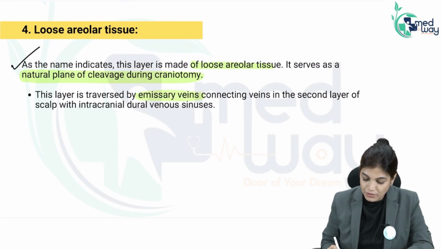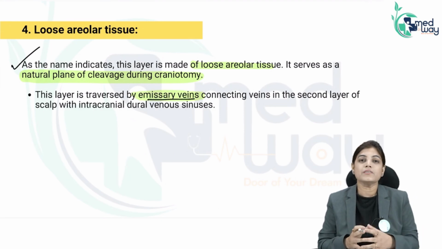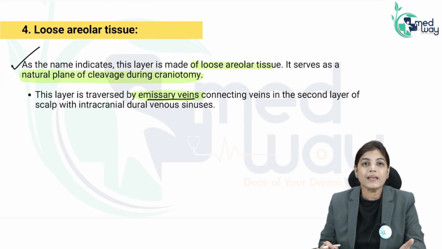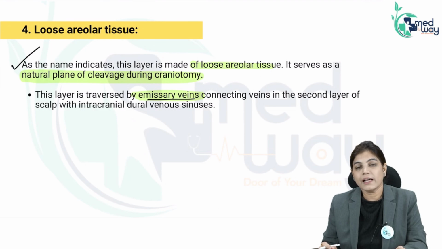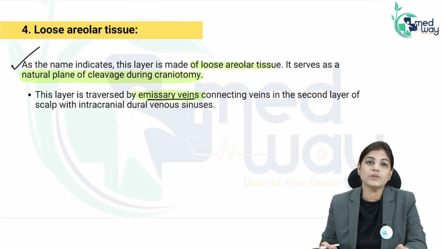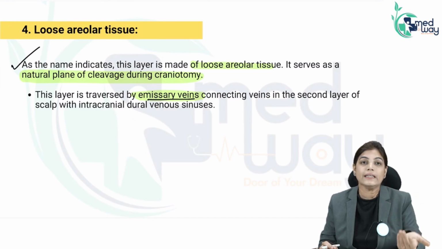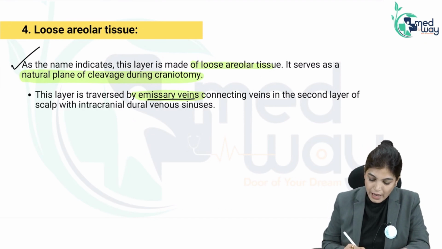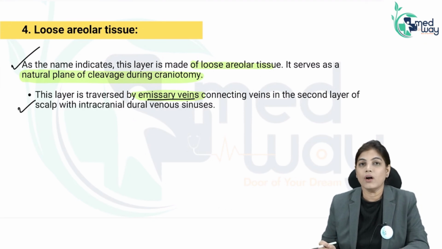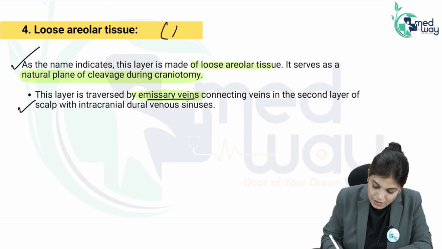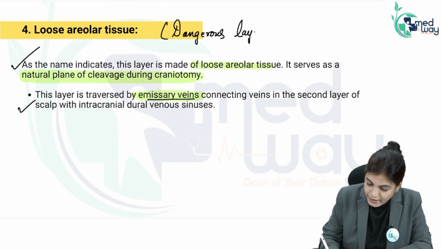The layer is traversed by emissary veins, and the clinical importance of emissary veins is that they connect the veins on the external aspect of the skull and the face with the dural venous sinuses. That means they can lead infection into the interior of the cranium, and this is the reason it is called the dangerous layer of the scalp. So, loose areolar tissue is known as the dangerous layer of the scalp.